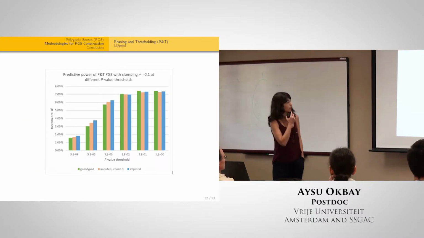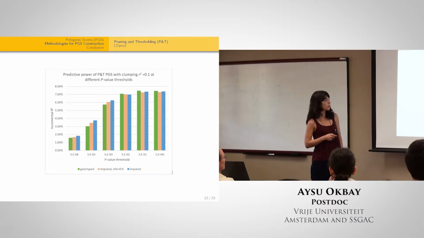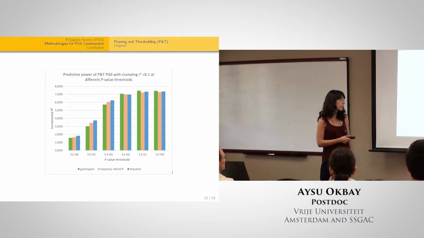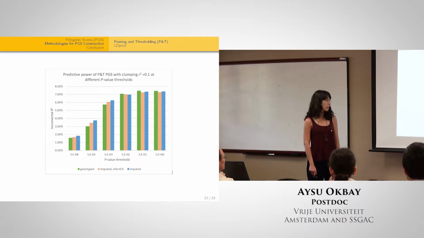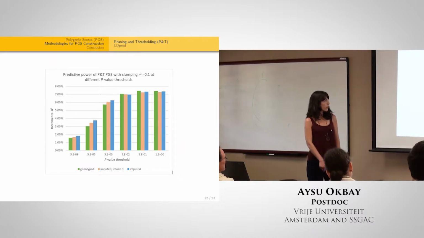Okay, so this is a plot showing the predictive power for different R square thresholds in clumping, different p-value thresholds. I don't know whether you can read it in the back. The green bars are genotyped SNPs. The orange bars are imputed with an imputation accuracy threshold of 0.9. And the blue bar is all imputed SNPs. So here, this is HRS. Again, they have a lot of genotyped SNPs, so imputed SNPs don't really add anything. And the trait is educational attainment.